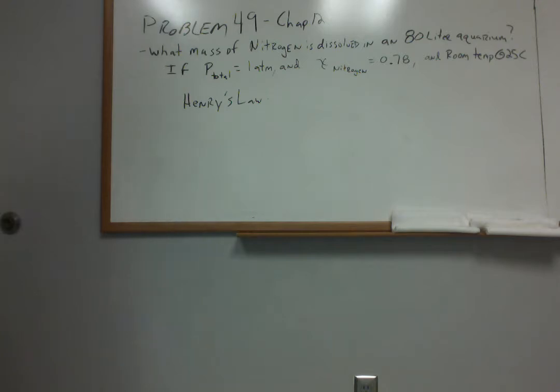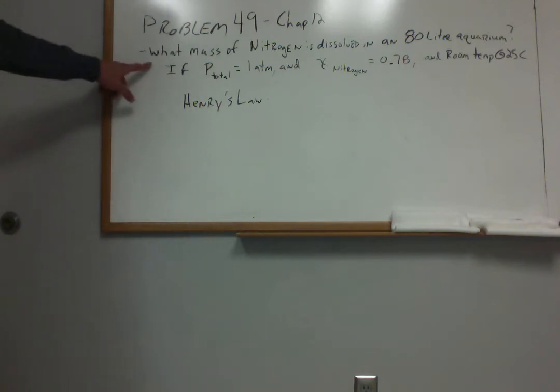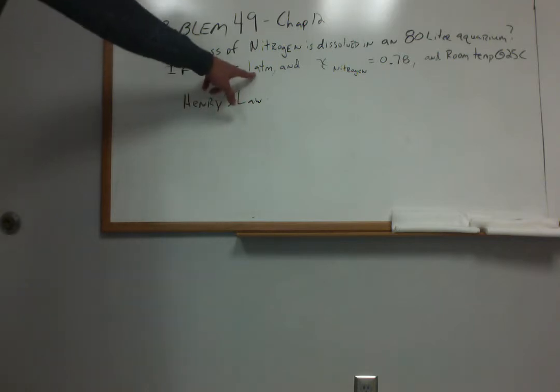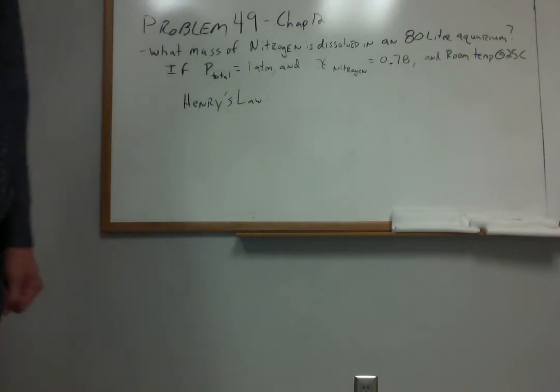We can use Henry's Law to help us with this. It's an application of Henry's Law, and of course, this Henry's Law business is something you're going to want to know for the exam, right? So we've got an 80-liter aquarium. We want to know how much nitrogen is dissolved in the water, because gases can dissolve in water. The total pressure, that's the atmospheric pressure above the aquarium, is one atmosphere. And we're supposed to assume that the mole fraction of nitrogen in the air is about 0.78, which is pretty typical, okay?